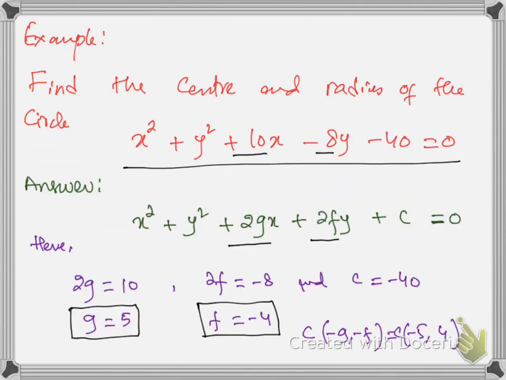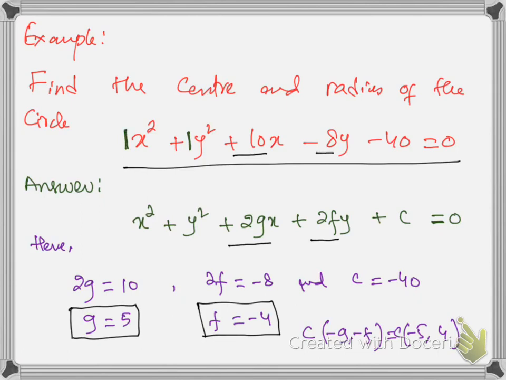Now find the center and radius of the circle. We need the center and radius of this circle: x square plus y square plus 10x... Now before starting this question, make sure the coefficients of x square and y square both must be 1. In this case they are 1, so this is fine.